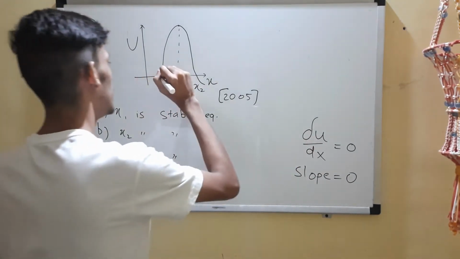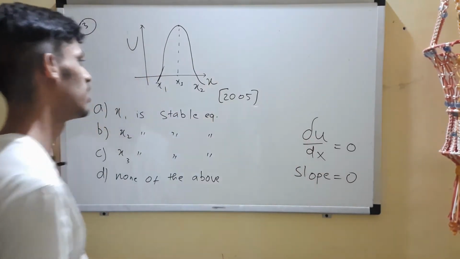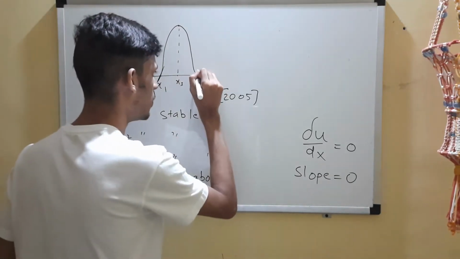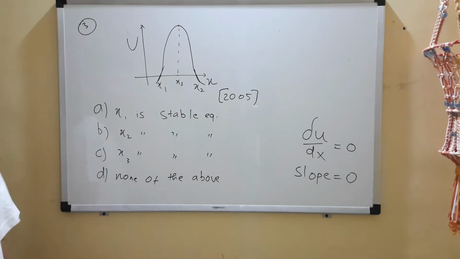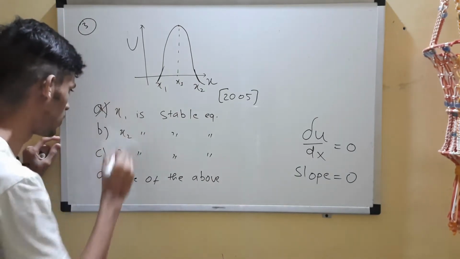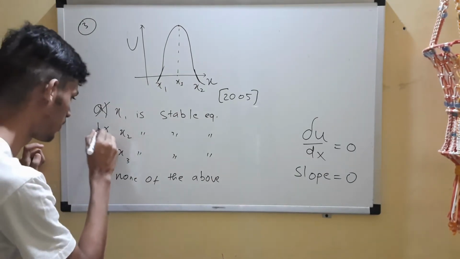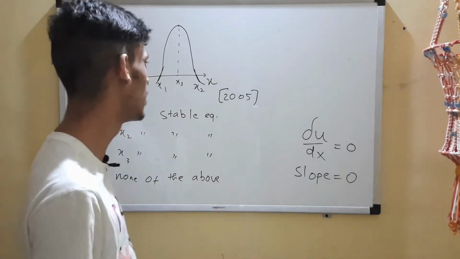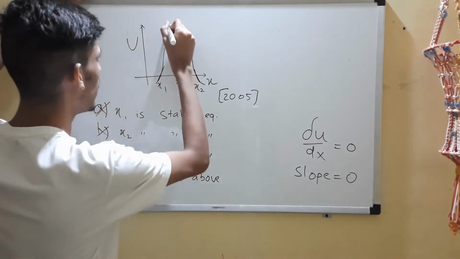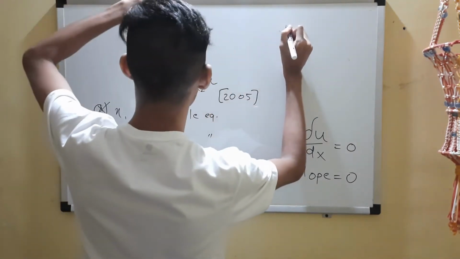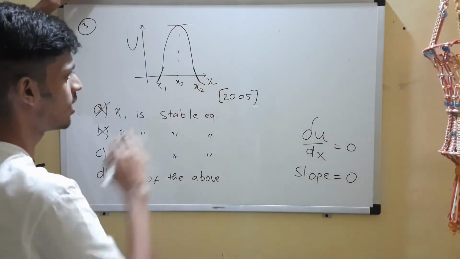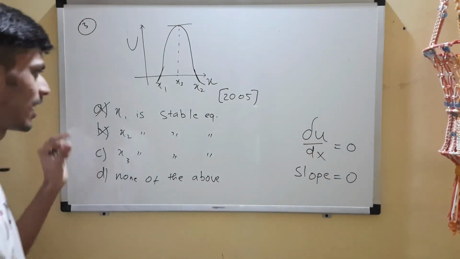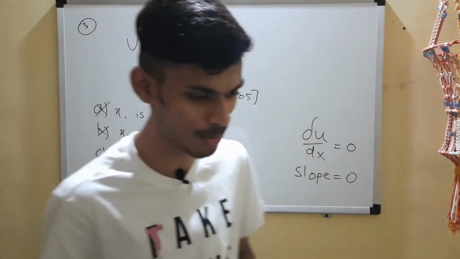You can see that at x1, if you draw a tangent, the tangent is not parallel to the x-axis. Even at x2, the tangent is not parallel to the x-axis. So both of these options, x1 and x2, are out of consideration. They are not positions of equilibrium. If you see, x3 has slope 0. This tangent is parallel to the x-axis, so this condition is satisfied. So can we say that x3 is a position of stable equilibrium?